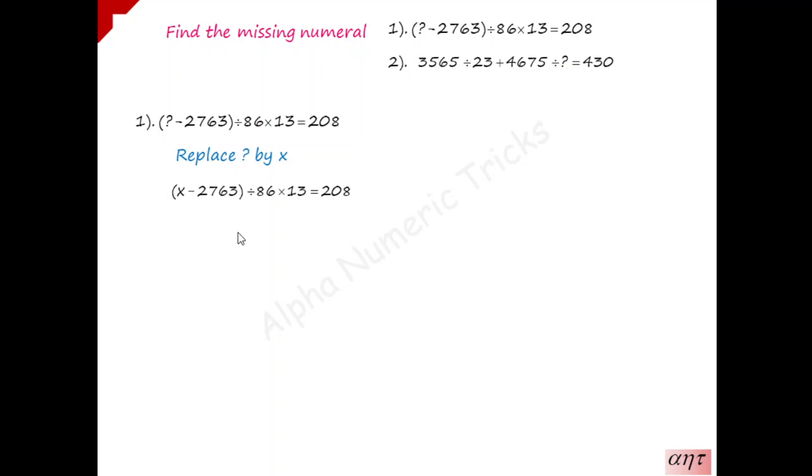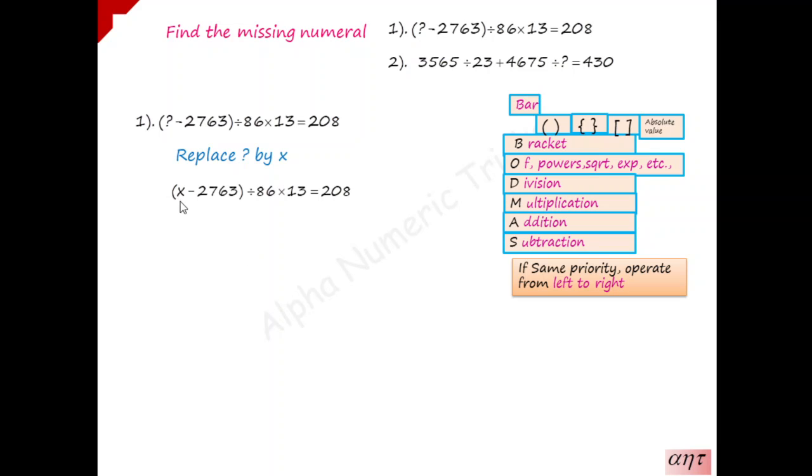According to the order of operations, you have to evaluate the bracketed term first. Because of this x, we can't simplify this bracketed term. So we go for the next preference. The next preference is division and multiplication.